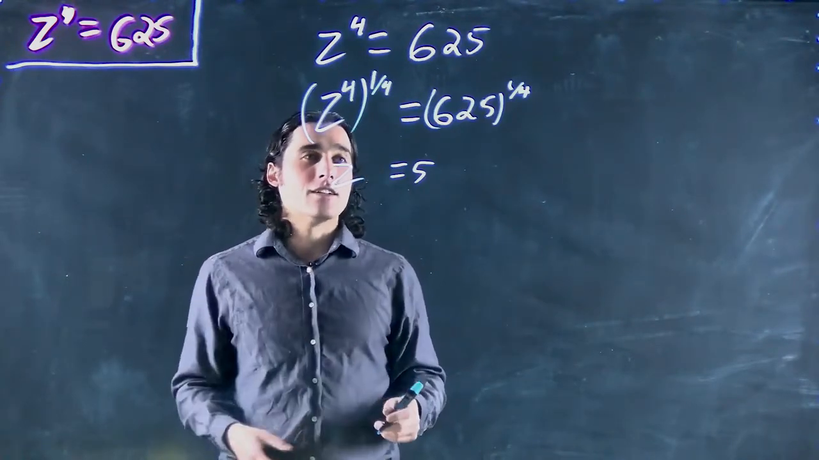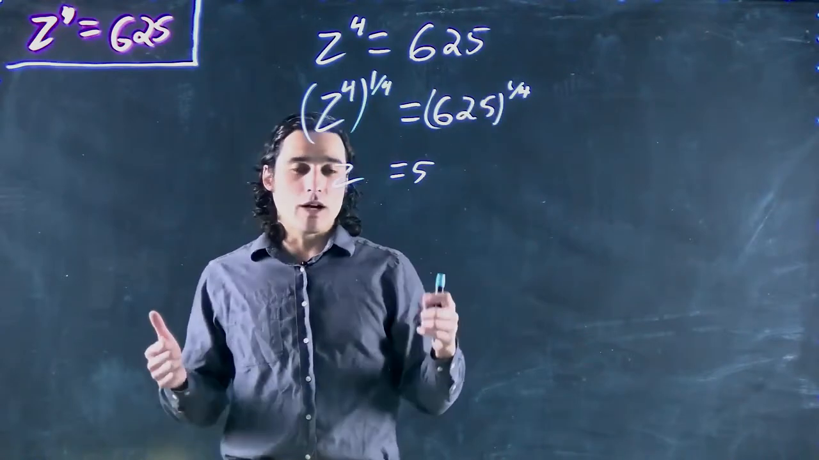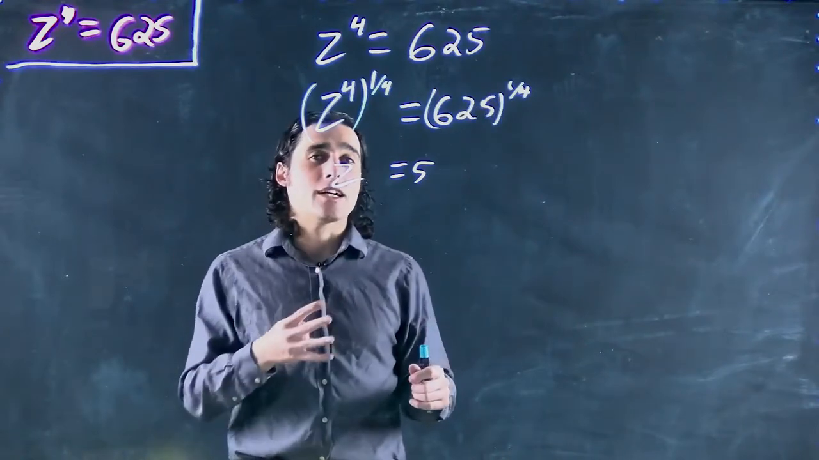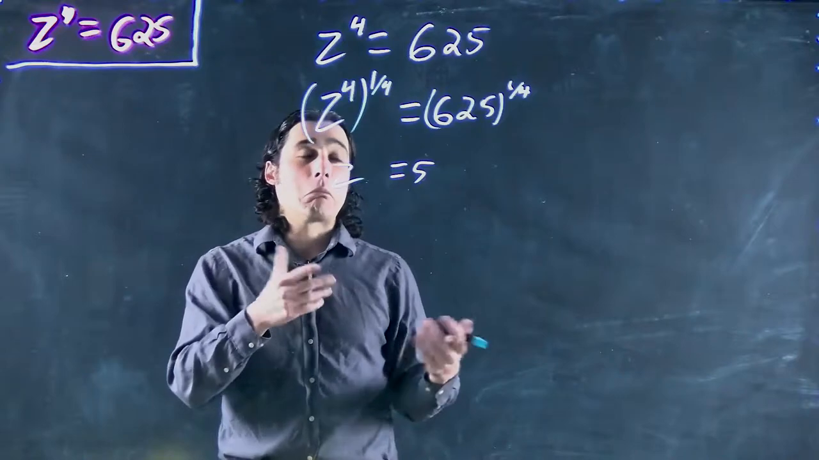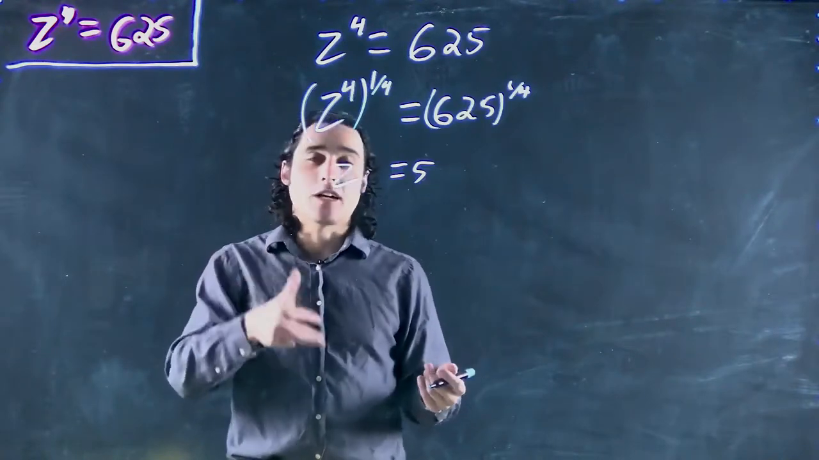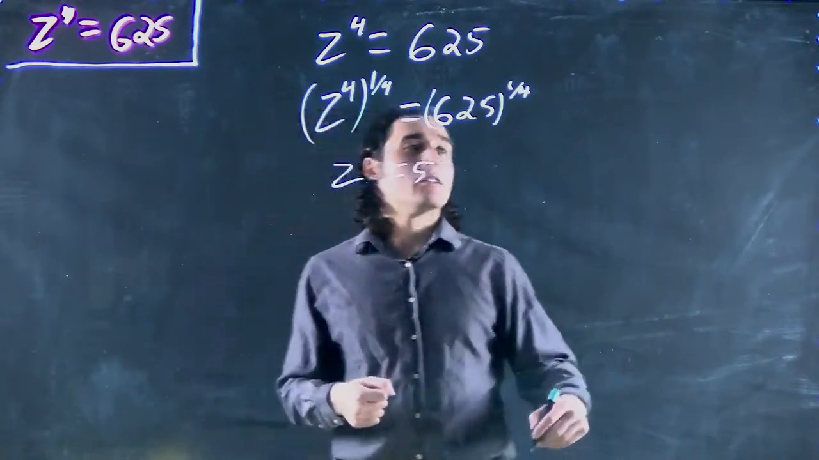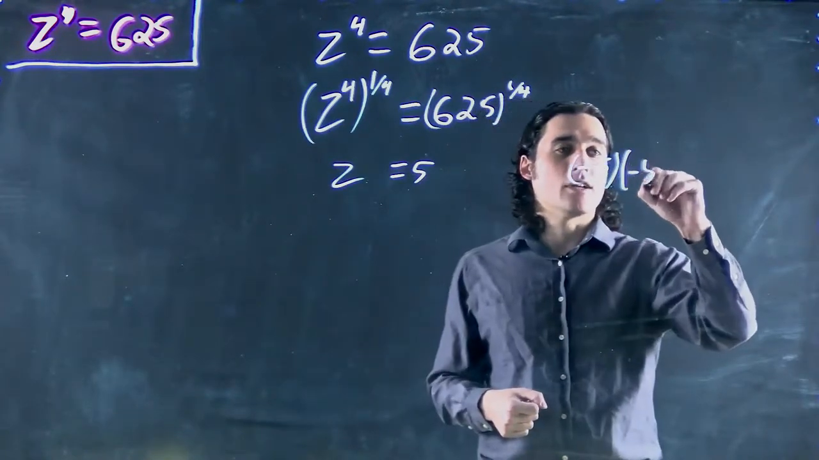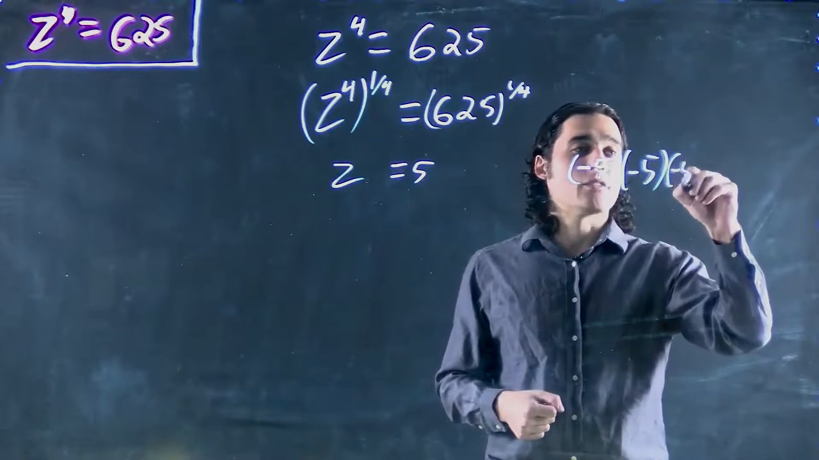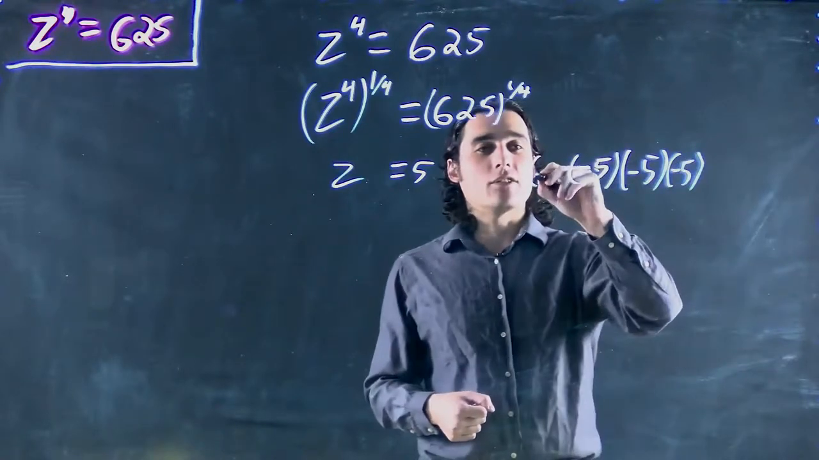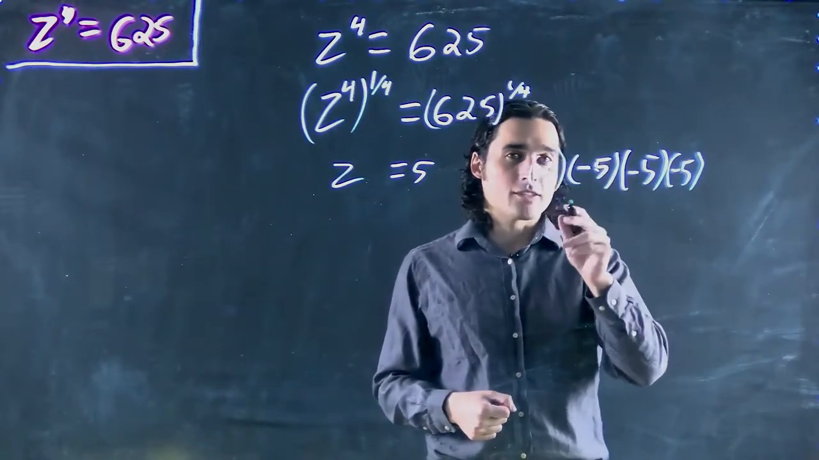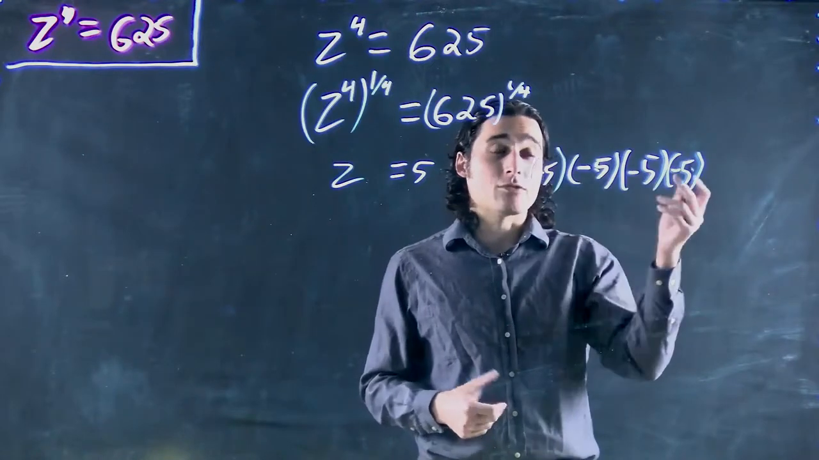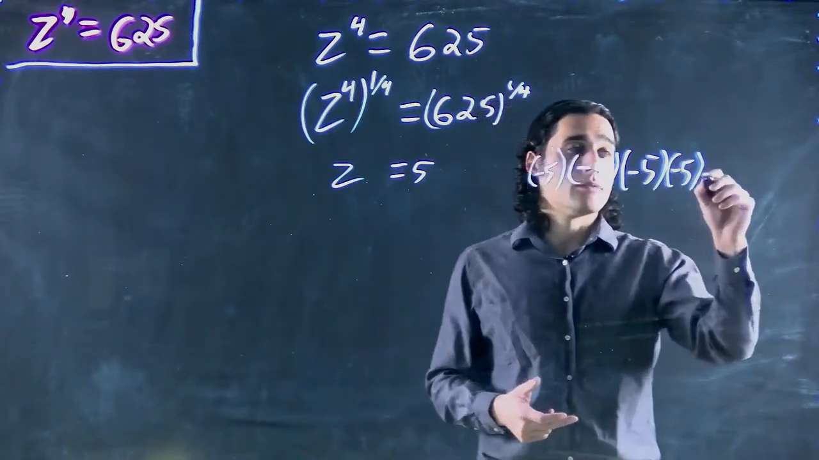The thing to consider is, again, fourth root means what has to be multiplied by itself 4 times to get 625? 5. 5 times 5 times 5 times 5 will do it. But so would minus 5. Minus 5 times minus 5 times minus 5, and I'll put the other minus 5 over here. If we multiply this through, then all the negative signs will become positive, and that will equal 625.